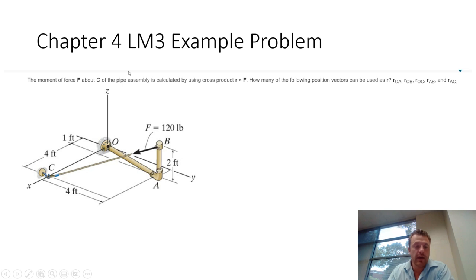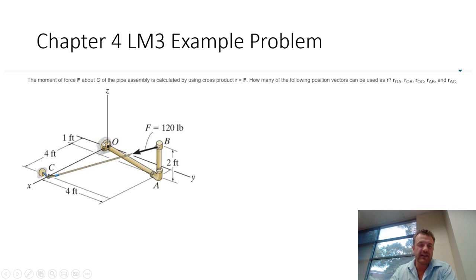In this example, we have a force that's applied on this pipe assembly at point B. That force is actually associated with a tensile force applied by the cable. So its line of action is really easy to see. It goes from B to C along the actual cable. And what we're asked is, how many different position vectors could we use in order to compute the moment of this force about the origin?